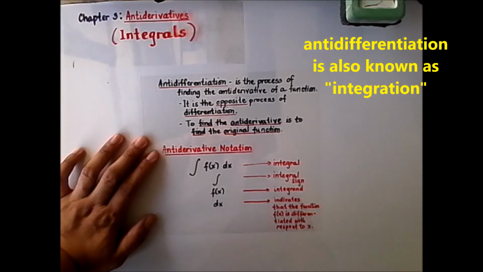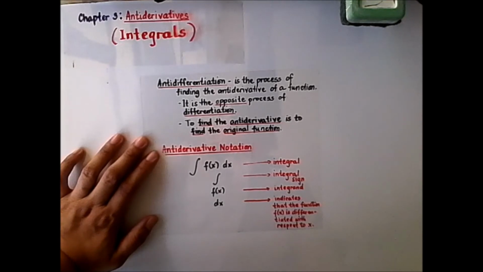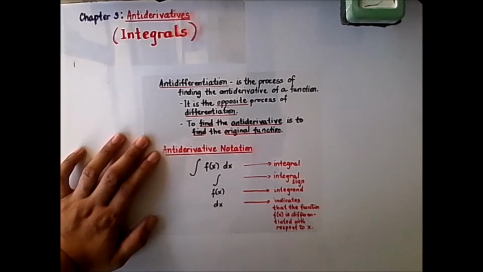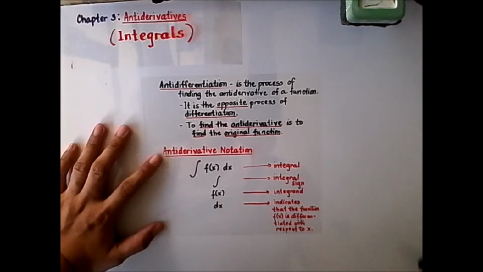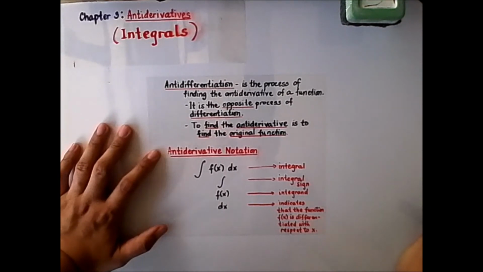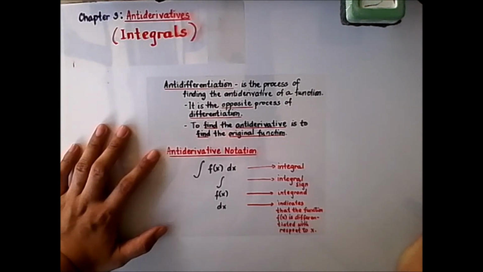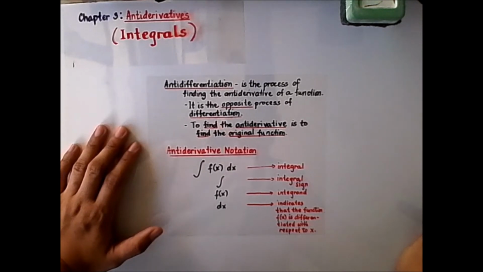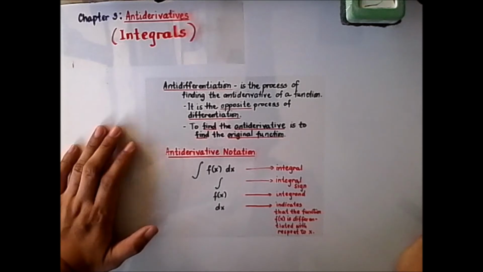Now, anti-differentiation is the opposite process of differentiation. Since ang antiderivative ay opposite ng derivatives, isipin niyo yung relation ng addition and subtraction, ng multiplication and division. Okay? So, forward, backward. So, ganun lang ang relasyon ng derivatives at antiderivatives.